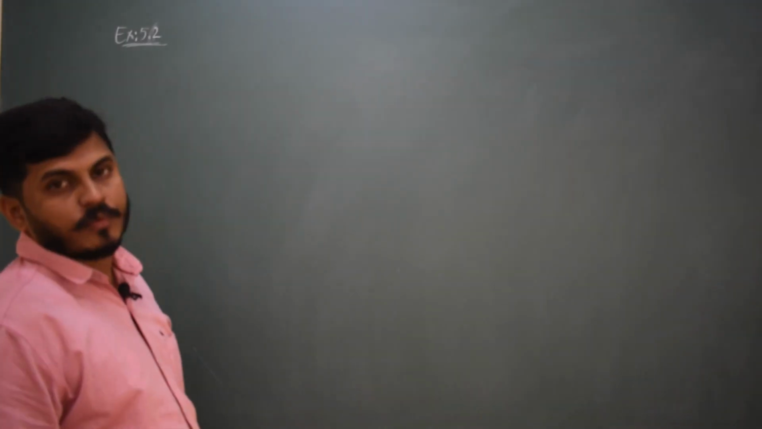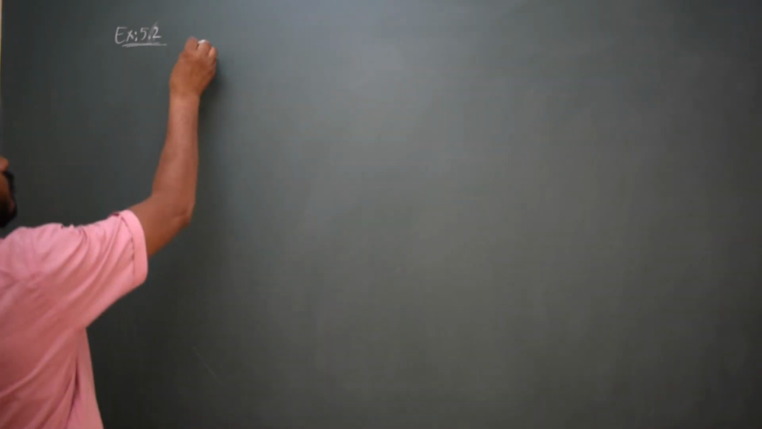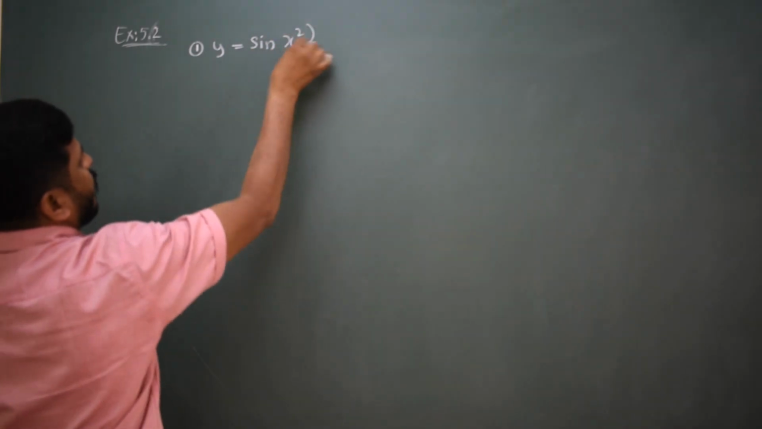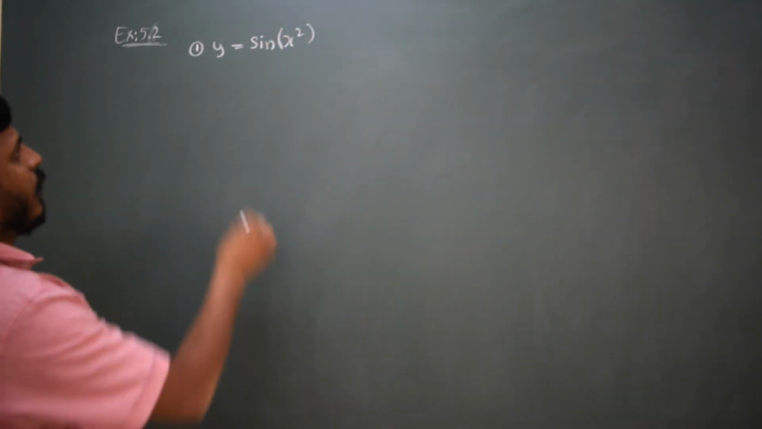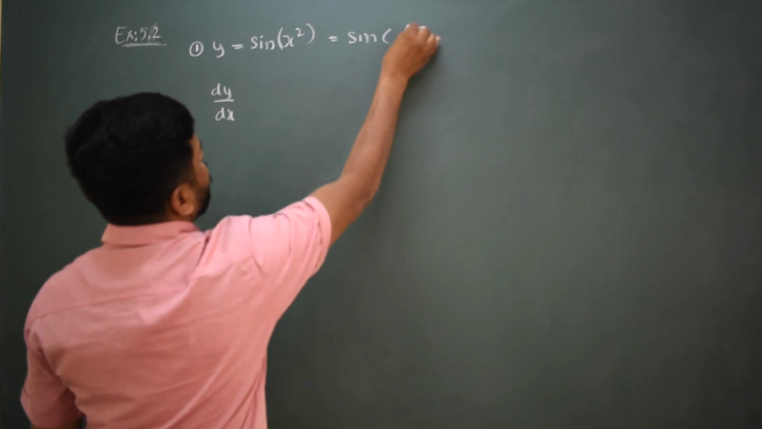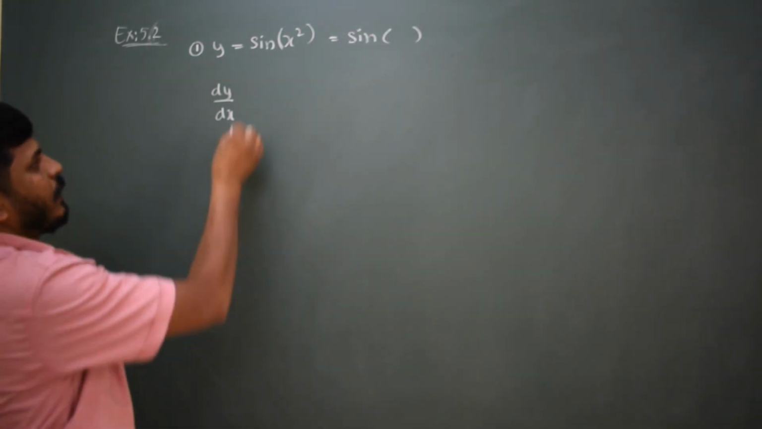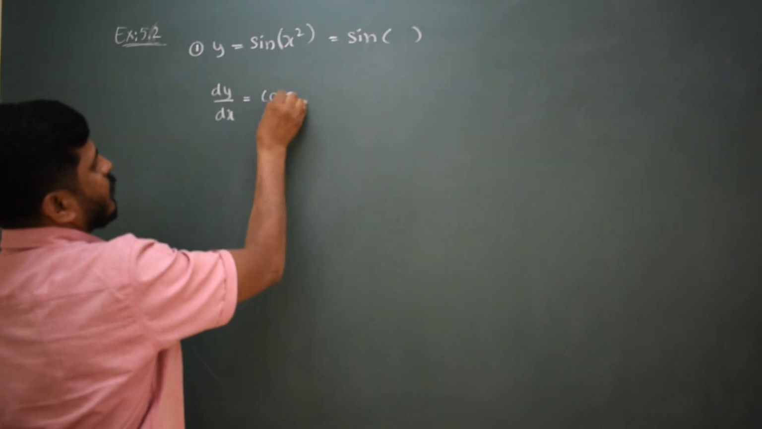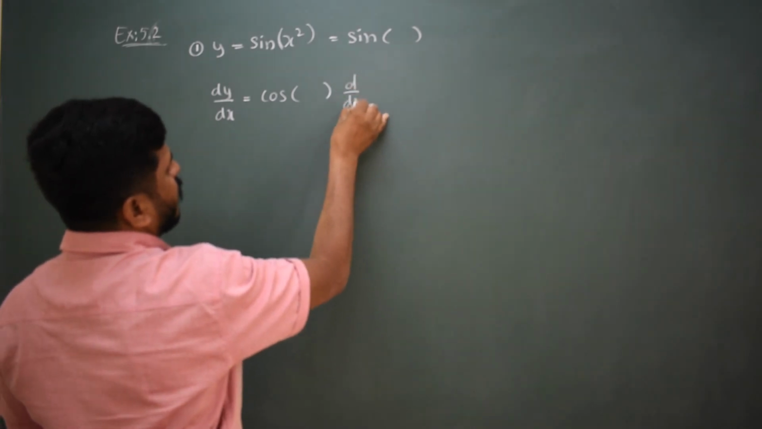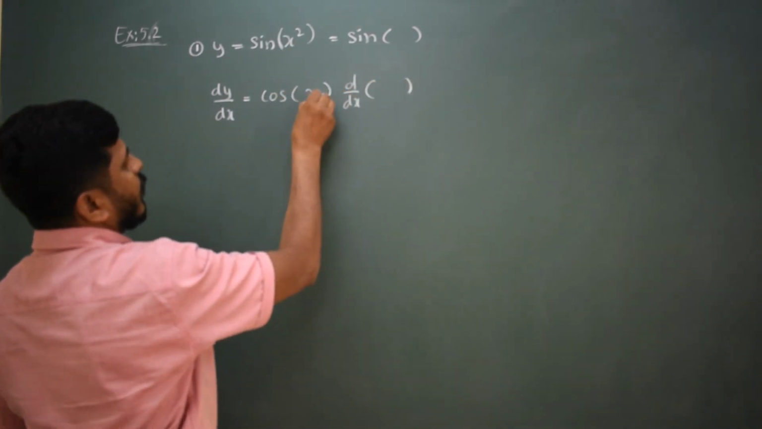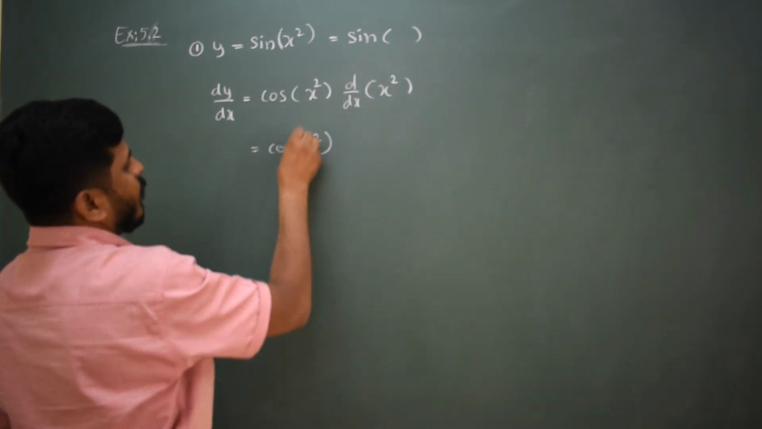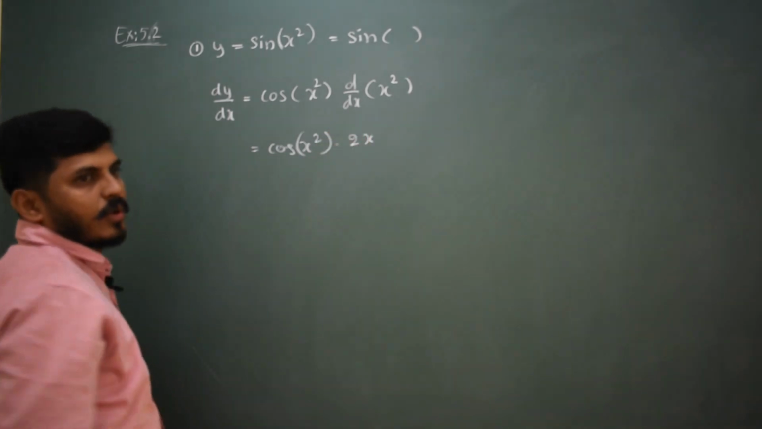I will discuss a few problems from the NCERT textbook. First one is y is equal to sin x square. Now dy by dx is equal to, read this as sine of something. What is sine differentiation? Sine of something is cos of something into differentiation of something. What is something here? x square. That's equal to cos of x square into differentiation of x square, which is 2x.